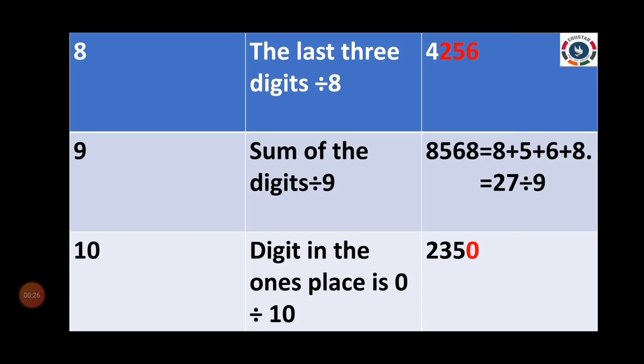8556 is equal to, add all those values, you will get 27. So 27 is a multiple of 9, so it is divisible by 9.